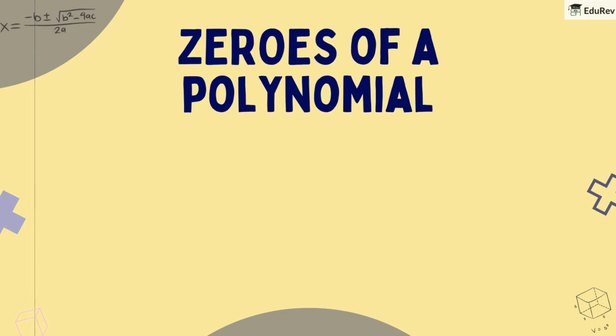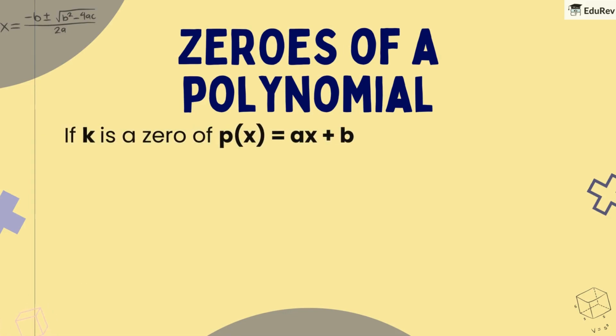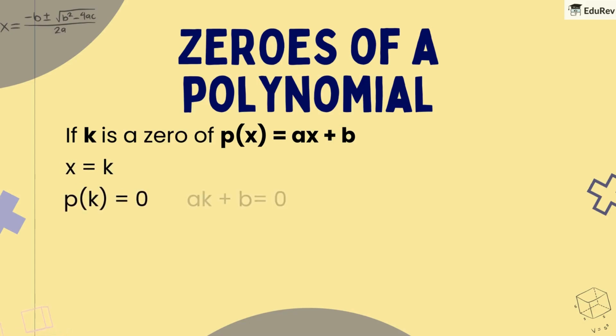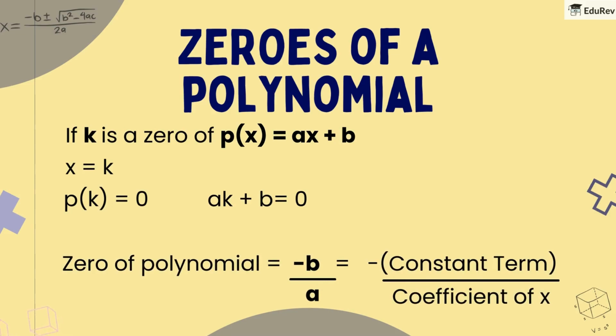An interesting aspect of polynomials is their zeros. If k is a zero of p(x) = ax + b, then x = k, p(k) = 0, so ak + b = 0. k equals minus b upon a. The zero of the polynomial is equal to minus b upon a, which is equal to minus the constant term upon the coefficient of x.